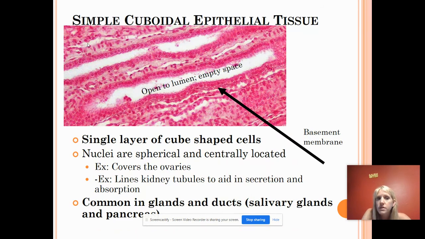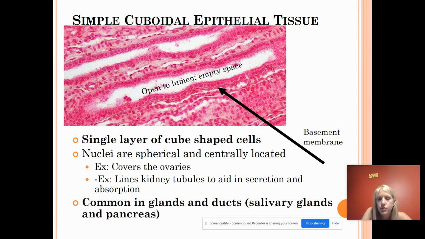Simple cuboidal. It's cube shaped. Can you see it? So cool. This is 1 layer of cube-shaped cells. And this is the empty space in here. So this is a salivary gland, for example. What would happen is the saliva would be in here. That's what the lumen is called. And it would be bordered by that simple cuboidal shell. It also is found in the ovaries, kidney tubules, and your pancreas and things like that. There's the basement membrane.